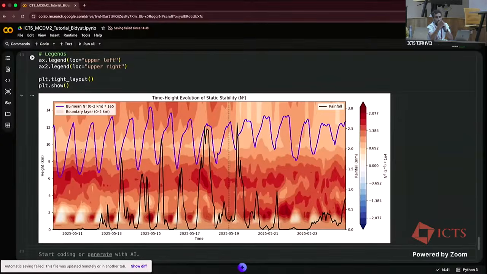When you see the peak rainfall on 19th or 18th, when the rainfall is peaking, you can see the oscillations reducing. That's what he was mentioning also. Theoretically, as far as N squared is concerned, as instability increases, the frequency of the oscillation should reduce. Nice.